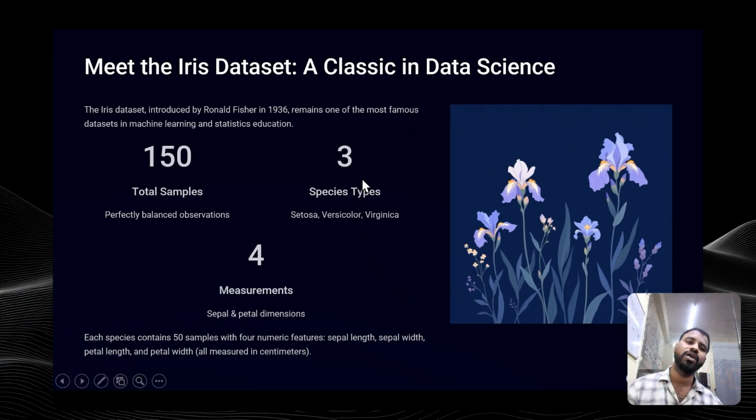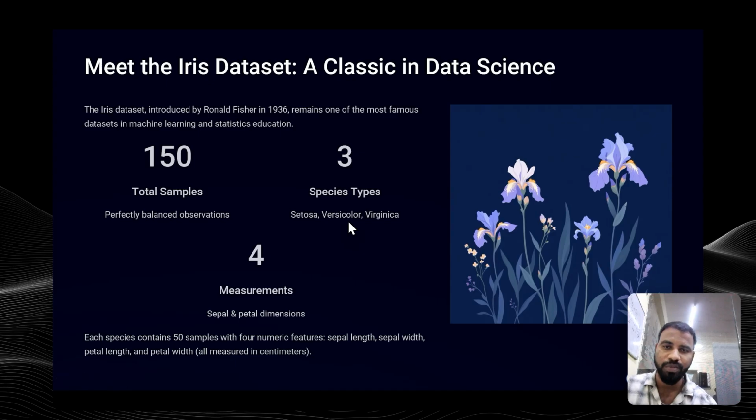A classic data set is the iris data set, introduced by Ronald Fisher in 1936. It is a most famous data set for learning statistics education as well as machine learning. As part of this data set, we have 150 total samples, meaning 150 records in the data frame, and three species types: Setosa, versicolor, and virginica.